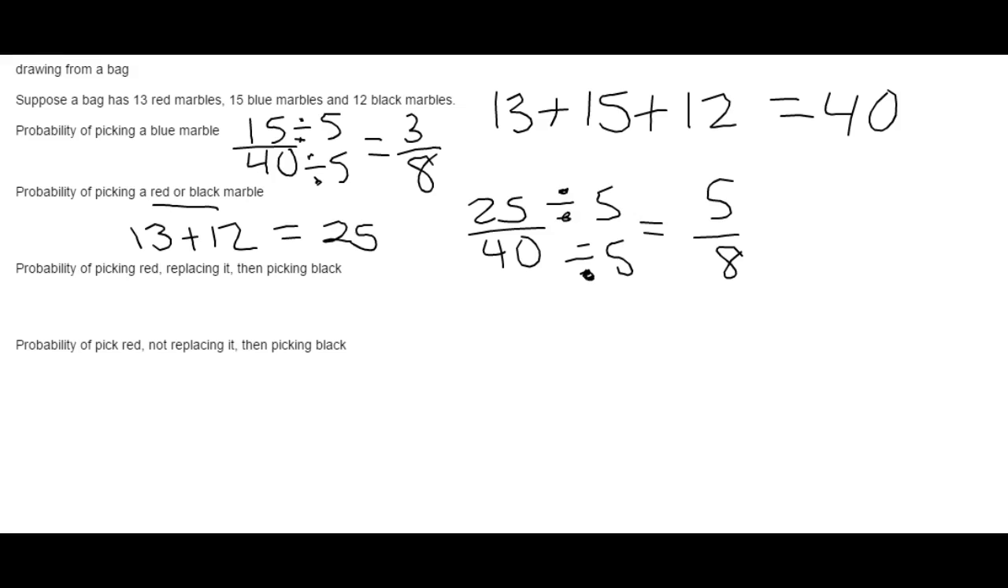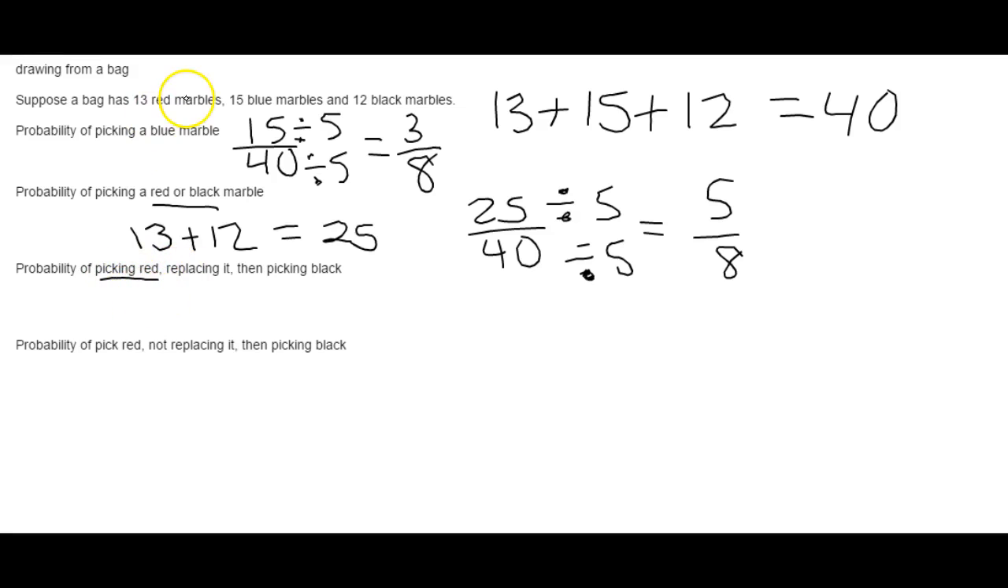So when we're working on drawing things from a bag, we can draw more than once, and there's a difference between replacing an item and not replacing an item. So when we pick these objects, they are going to be independent. Picking one is going to be separate from picking the second. So probability of picking red is the first thing that's going to happen, the first event.